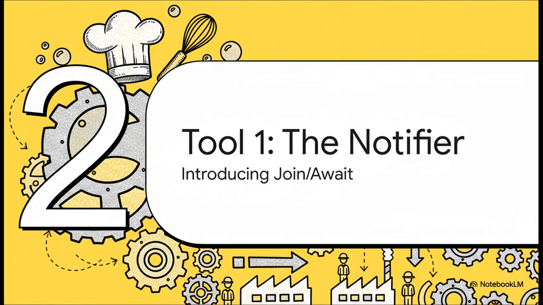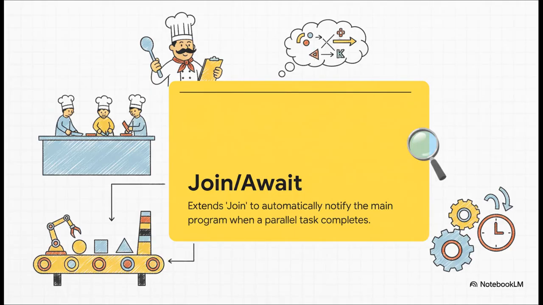All right, let's grab our first tool. This one is designed to solve that exact problem. No more constantly bugging our tasks to see if they're finished yet. It's a pattern called join/await. And the analogy here is perfect. It's like giving each of your cooks a little bell. The moment their dish is ready, ding, they ring the bell. The head chef gets notified instantly and can deal with it without ever once having to shout across the kitchen, "Hey, are you done yet?"